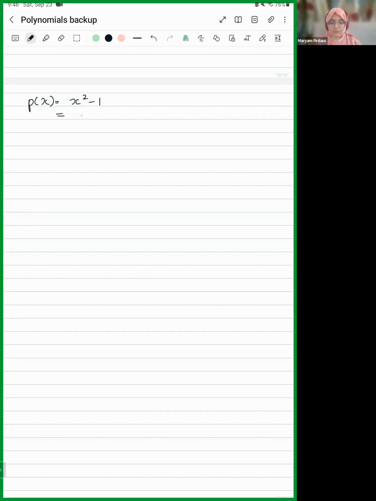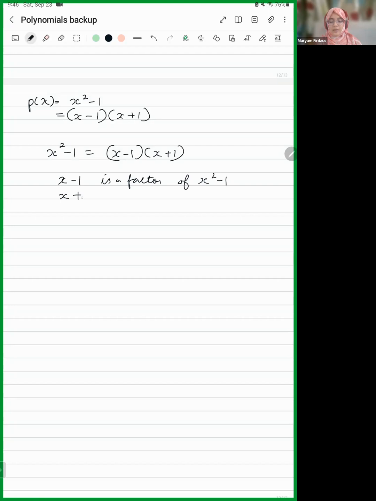X minus 1 and X plus 1. X minus 1 multiplied by X plus 1. These are both the factors of P of X. So let's write it like this. Since you can write x square minus 1 as x minus 1 into x plus 1, therefore you can say that x minus 1 is a factor of x square minus 1, and x plus 1 is also a factor of x square minus 1, right?